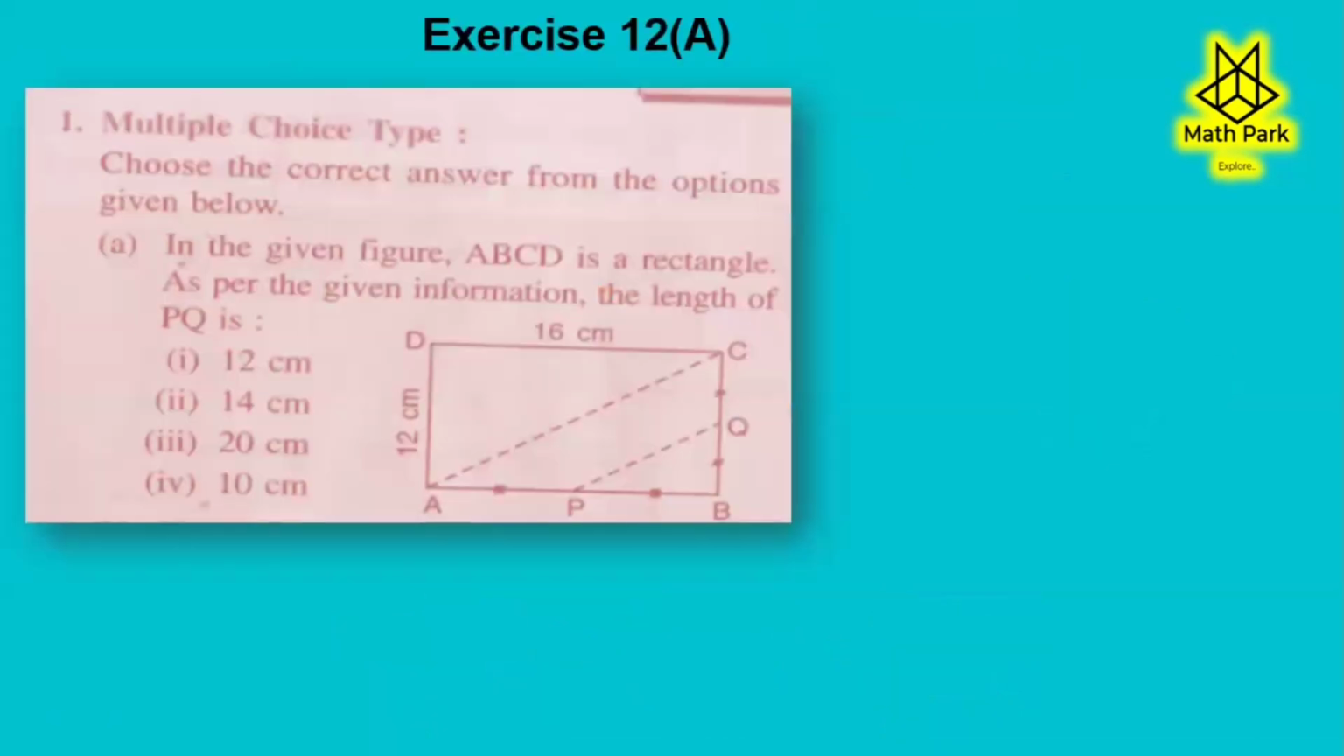So we start with the multiple choice questions. The first one: in the given figure, ABCD is a rectangle. As per the given information, what is the length of PQ? Now you can see the sides of the rectangle are 16 and 12.